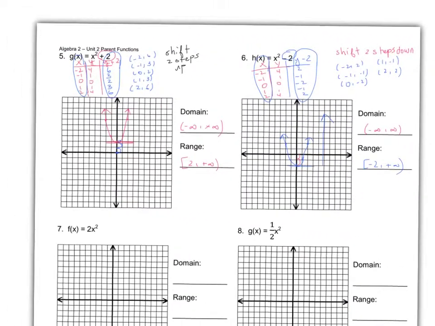Let's summarize. You have no parentheses, so the change is going to be done to the y. And it's exactly as you see it. So y plus 2 and y minus 2. The change is done to the y, so it's going to either go up or go down. Plus 2 means it's going to go up. Minus 2 means it's going to go down.